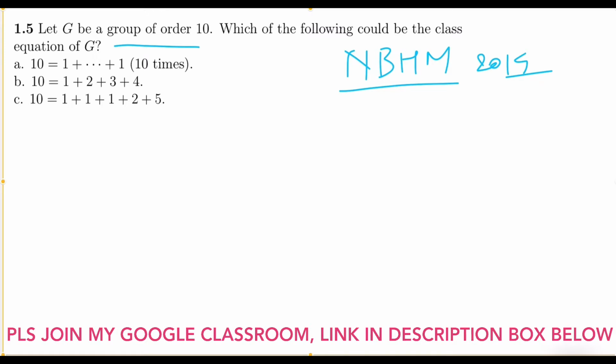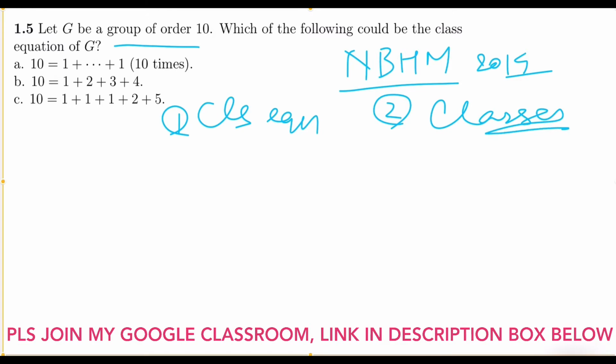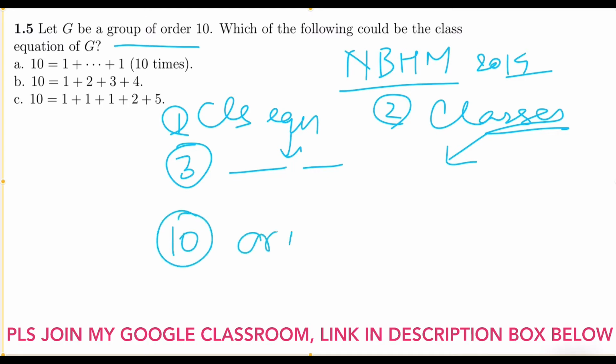The first thing is, what is the class equation? What are classes? We need to know what the various parts are which are used in finding the class equation. I will explain each thing in detail, but first I'll tell you in short that you have order 10. If it is a group of order 10, then it is 2 into 5, right?